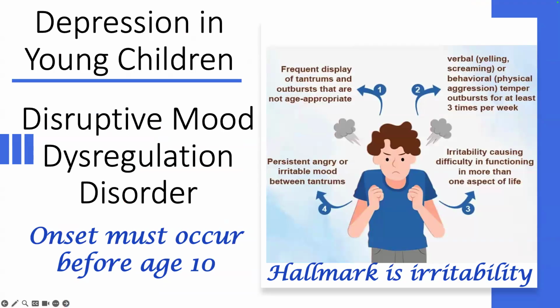Depression in young children. Young children under the age of 10, their diagnosis is going to be disruptive mood dysregulation disorder. Children with depression often do not present with the classic symptoms of the depressed mood that we expect to see. Kiddos with depression tend to present with anger, irritability, tantrums. They don't understand their feelings, and so they tend to have outbursts. This diagnosis must occur before the age of 10. If I didn't say that already, that might be important.